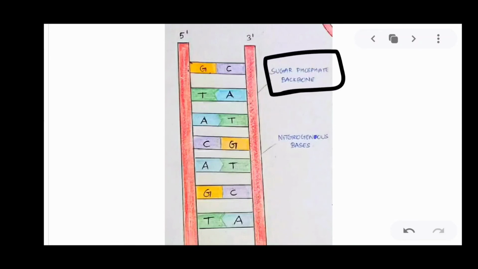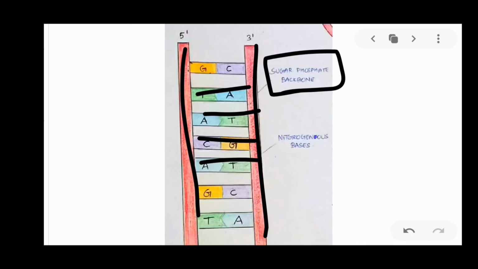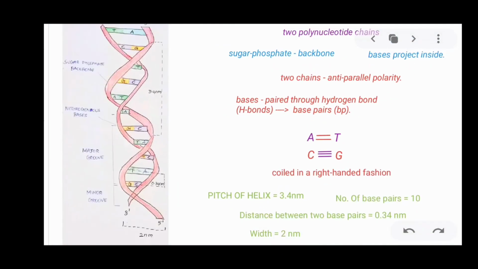So this is the sugar phosphate backbone, and these are the nitrogenous bases. So it is clear that the sugar phosphate backbone is present in these two strands. The third point is that the bases are projected inside. It is very much clear. The next is that the two chains have anti-parallel polarity. So what does this mean?